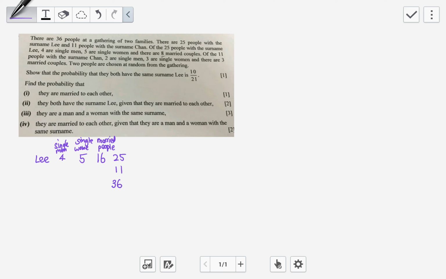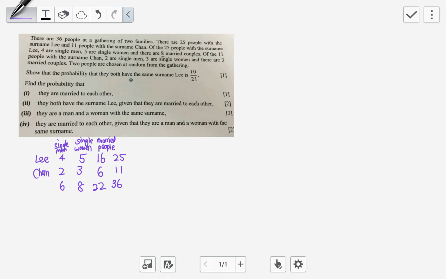Okay, and then there are those with surname Chan. Of them, 2 are single men, 3 are single women, and 6 married couples. 6 plus 3 is 9, 9 plus 2 is 11. That's it. So single men, there are 6 of them. Single women, there are 8 of them, and married people, there are 22 of them. So we summarize them in a table.